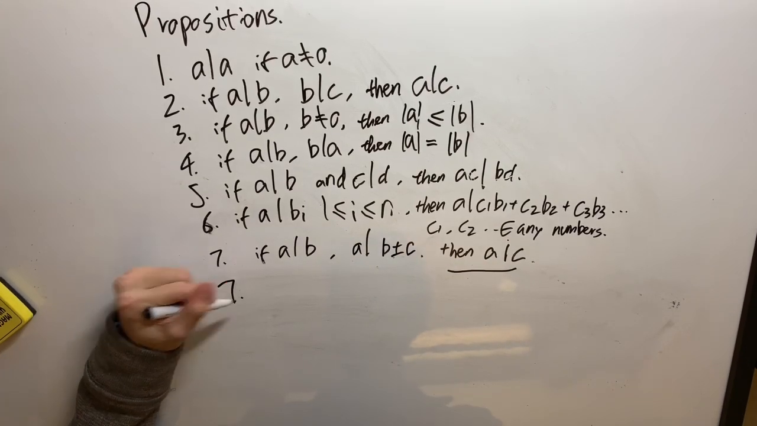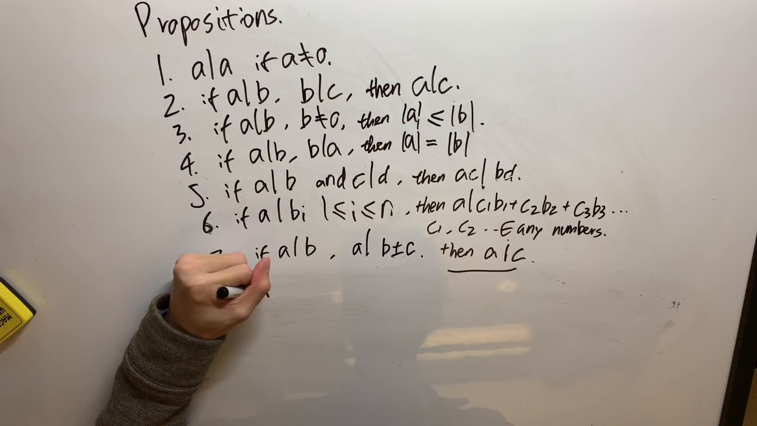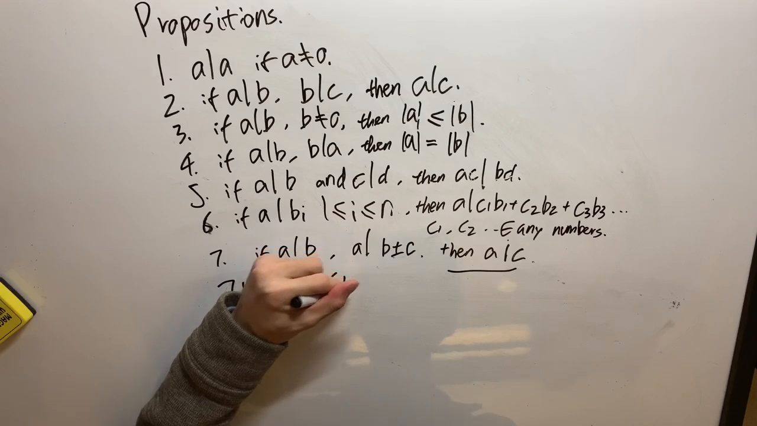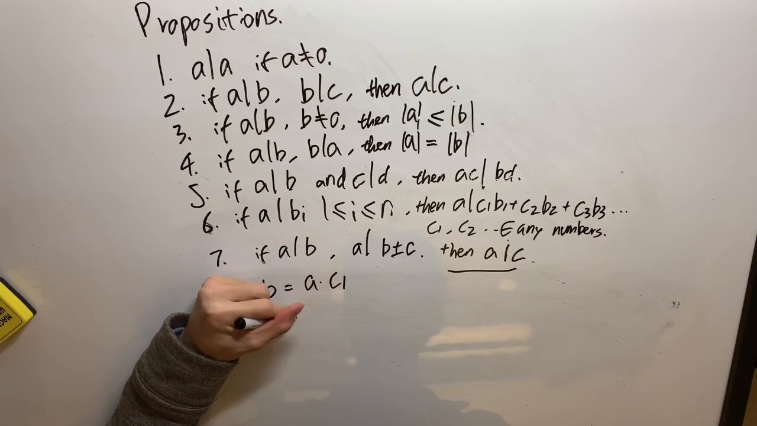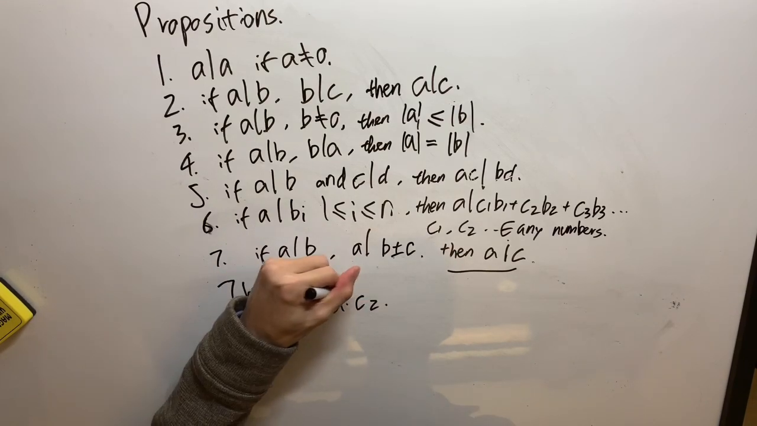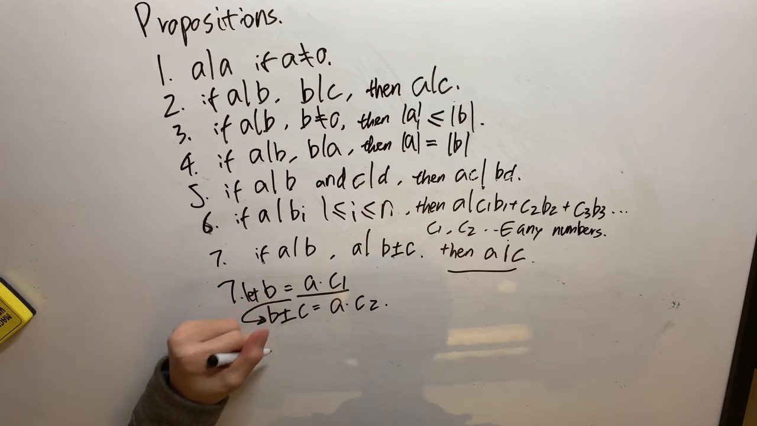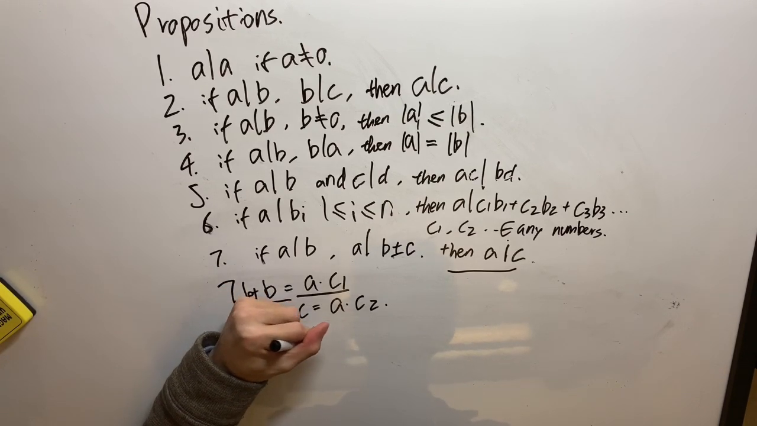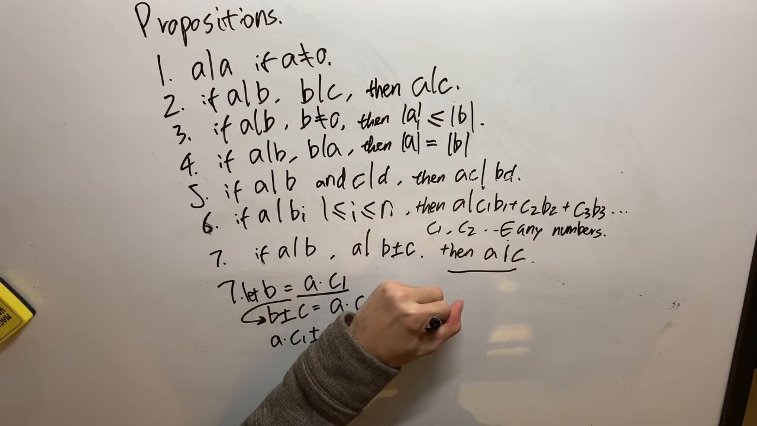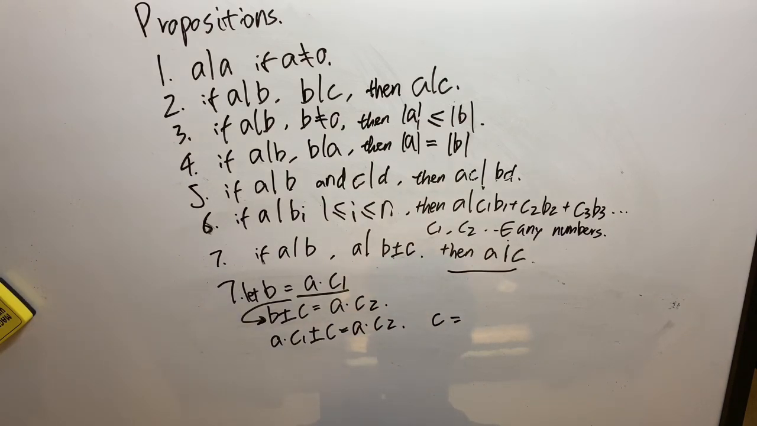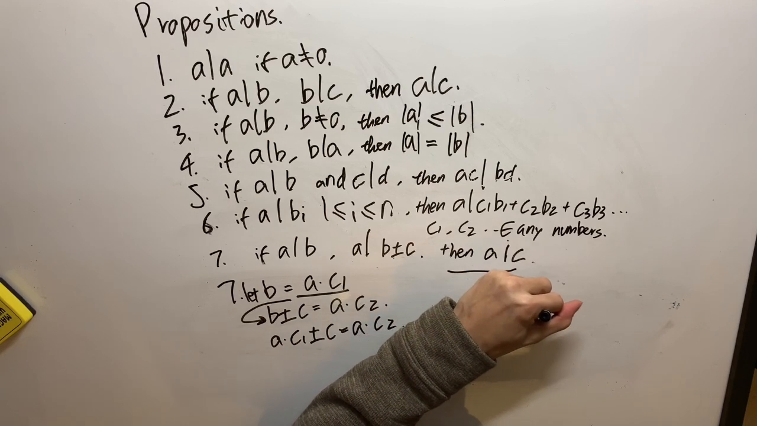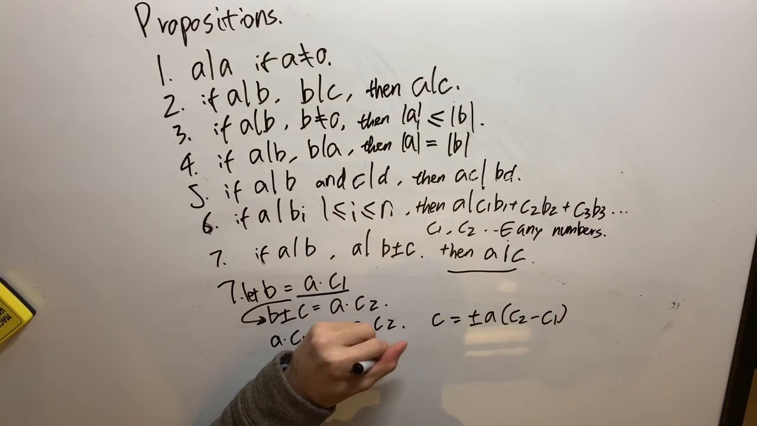For number 7, we use the same method: b equals a times c1 and b plus or minus c equals a times c2. So we can substitute this for b. So a times c1 plus or minus c equals a times c2, and c is thus equal to plus or minus a times (c2 minus c1). Therefore, a divides c.